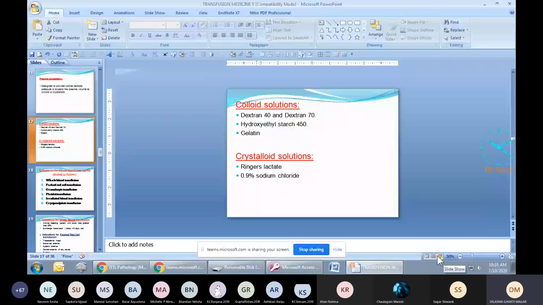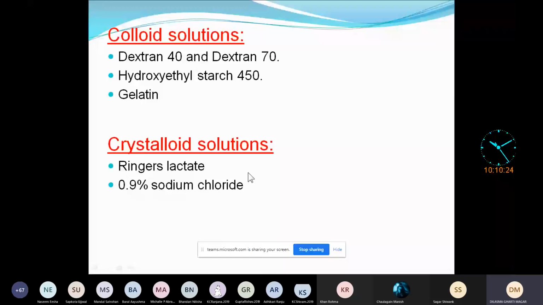So now there are two types of solution. One is the colloidal solution and another one is the crystalloid solution. The colloidal solutions are those which remain in the blood vessels for a longer duration of time, and crystalloid solutions are those which stay in the blood vessels for a short duration of time. Understood here? So if colloidal solution is not there, we have to give the crystalloid, isn't it?